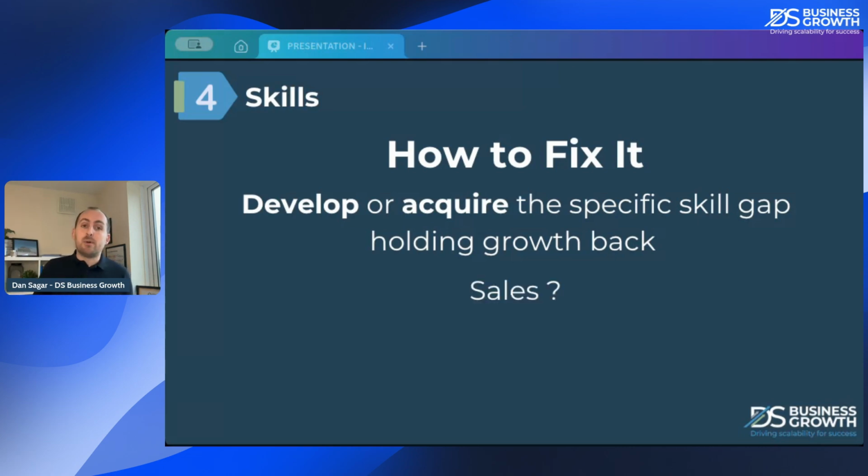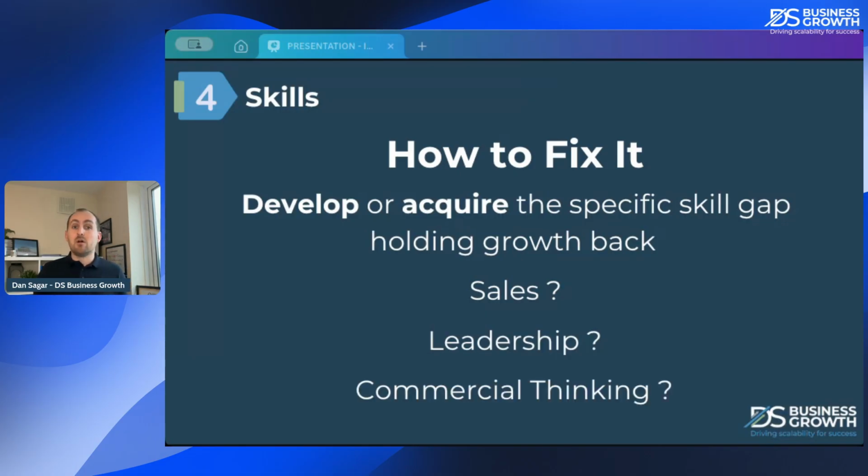And it could be across sales, as I just mentioned. It could be across leadership. It could be around commercial thinking. Are you thinking like a business owner? It's really important to have those separate sets of skills.